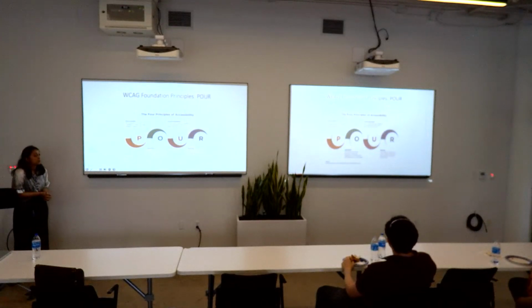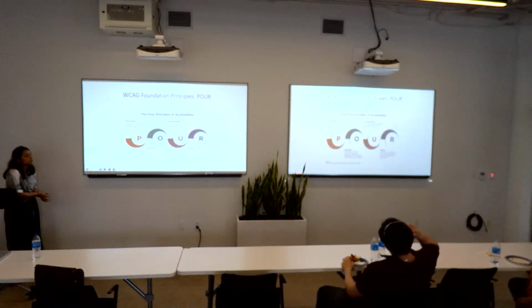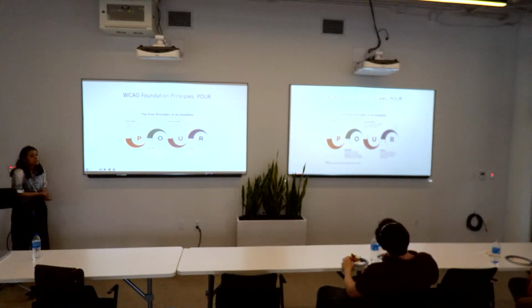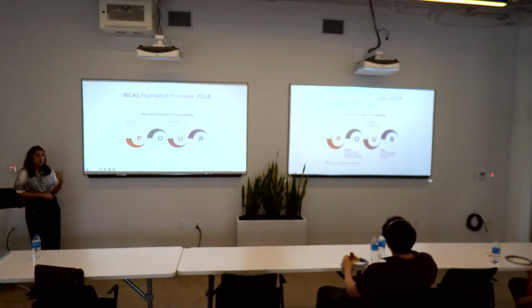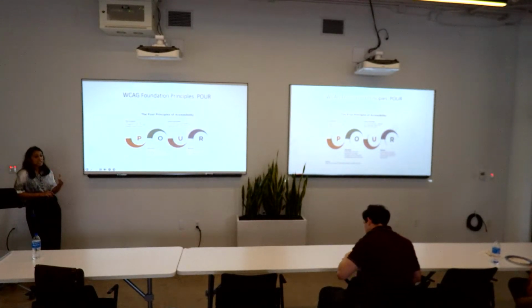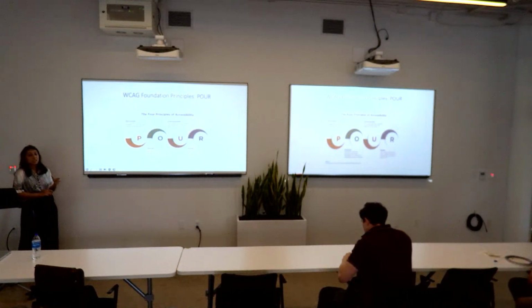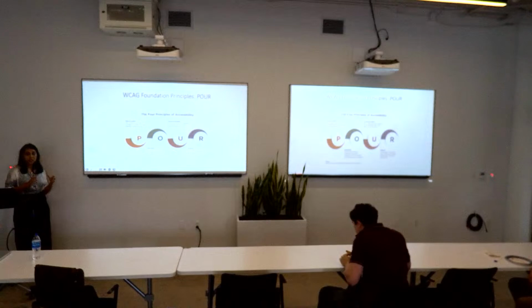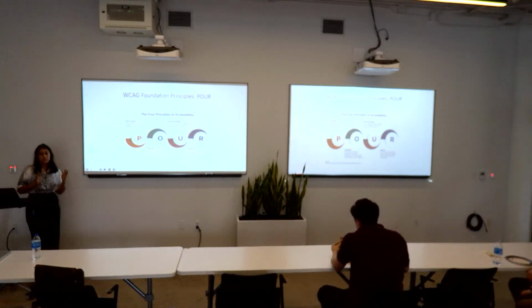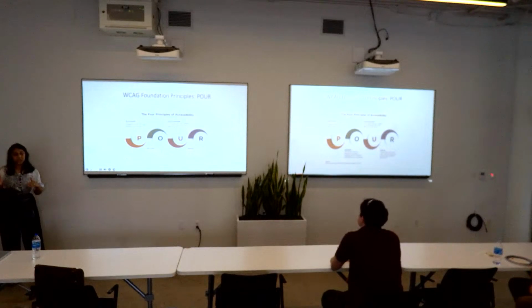WCAG has four foundation principles, also known as the POUR principles. P stands for perceivable, O stands for operable, U stands for understandable, and R stands for robust. Perceivable: there are many things we can perceive through our ears, through auditory and visually. If I have a visual impairment, I cannot see the screen, so I have to rely on assistive technology. We have to code or design our website in a way so assistive technology can get all the important context, and through the assistive technology, we can transfer all the content to the end user.